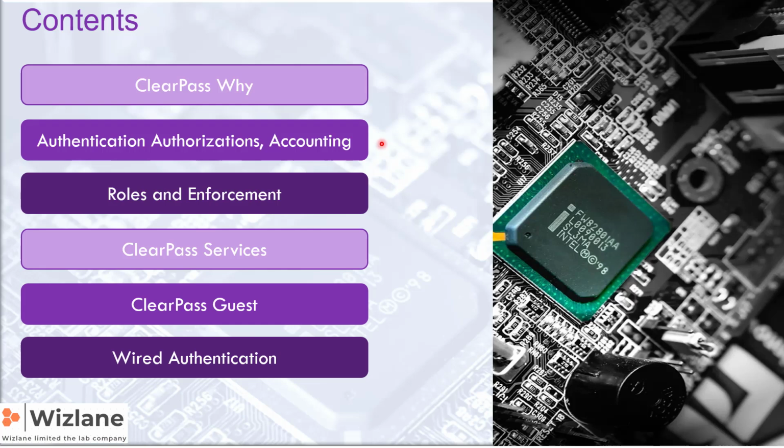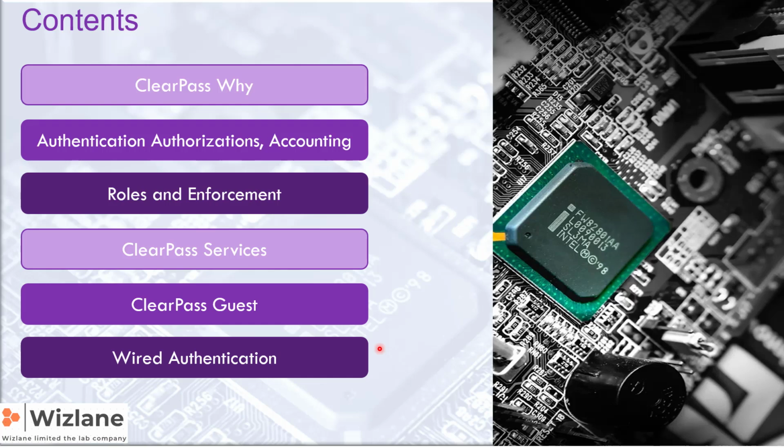Then we'll talk about the essentials of AAA, what's AAA: authentication, authorization, and accounting. We'll talk about roles and enforcement. These are terms we use in ClearPass to take action and base our policy. And we'll talk about how ClearPass works based on services. And then one of the key areas in ClearPass, which is ClearPass Guest.